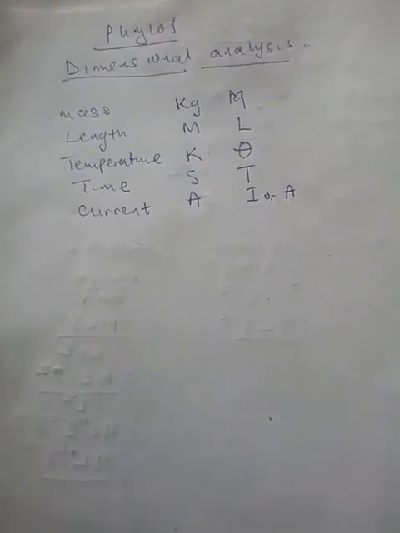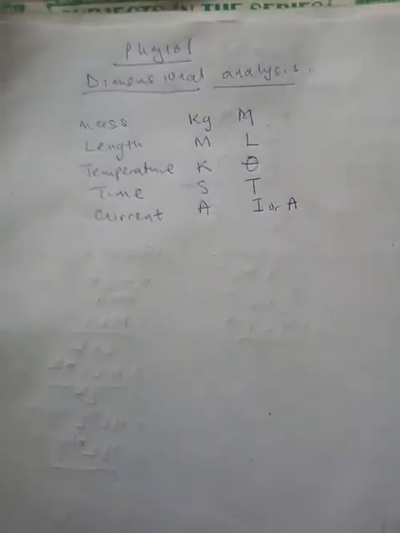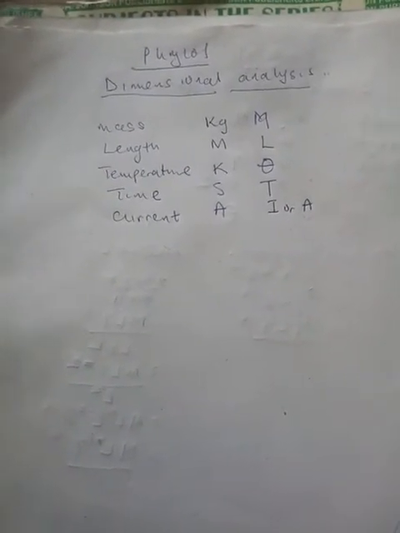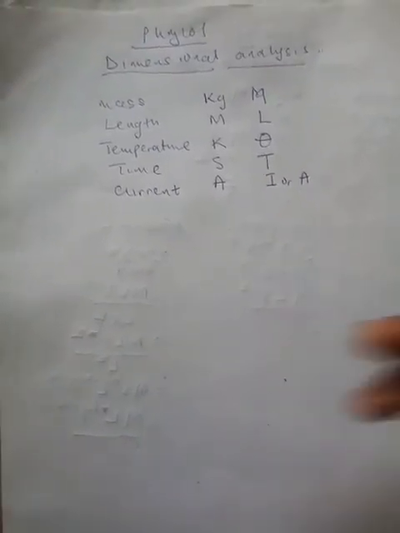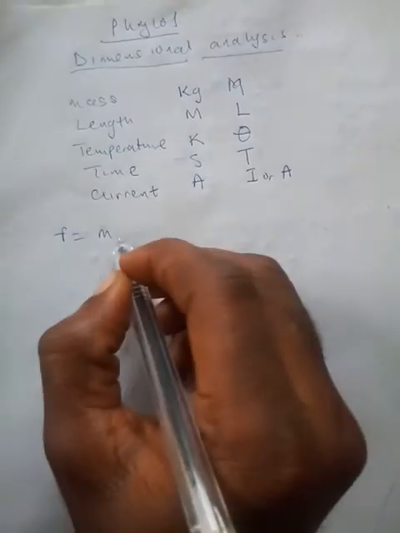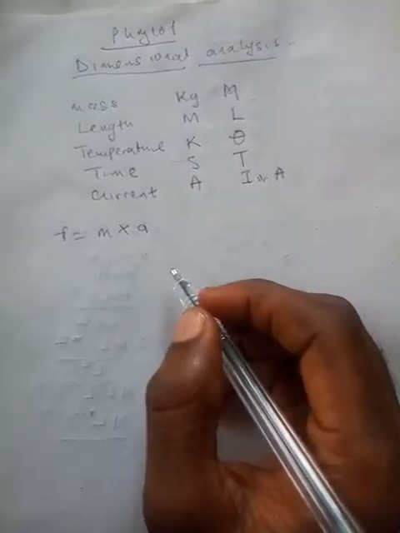Now, we use dimensional analysis to check the correctness of formulas. We also use it to derive some formulas. With time, you get to know that. The first one we want to use to prove this is force, which is a very common formula. Force equals mass times acceleration.